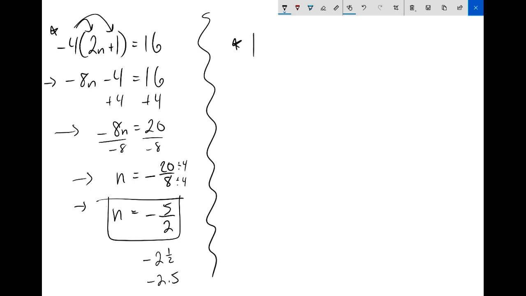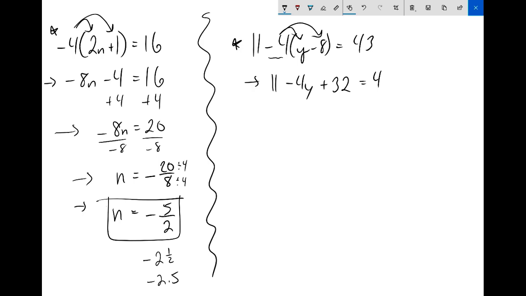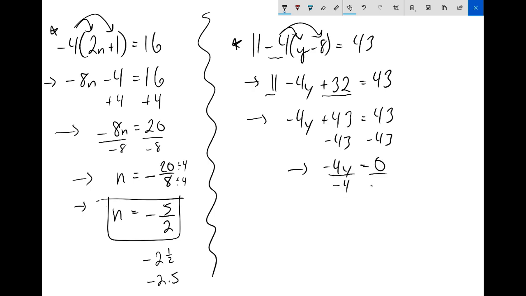Okay. And then the last one, well, we got 11 minus 4 times y minus 8 equals 43. So we got to put that minus 4 through. So that would be 11 minus 4y minus 4 times minus 8. Positive 32, I think. Okay. And then combine like terms. So you got this minus 4y. And then we got 32 and 11. So what's that come out to be? 43? Okay. So then when you take away the 43 from both sides, you get negative 4y equals 0, which means it looks like y is just 0.